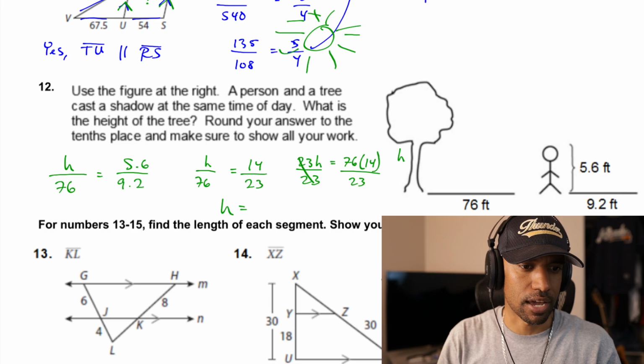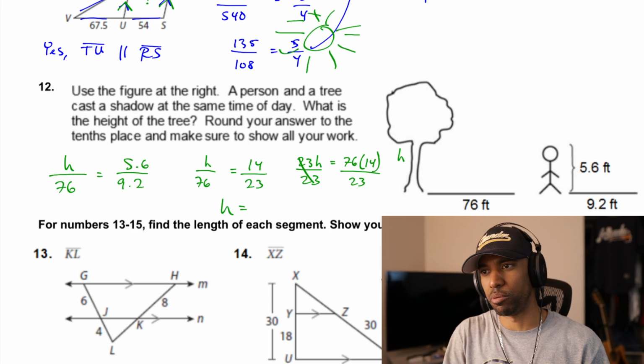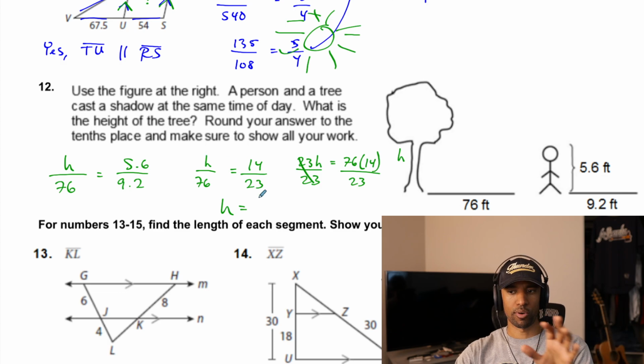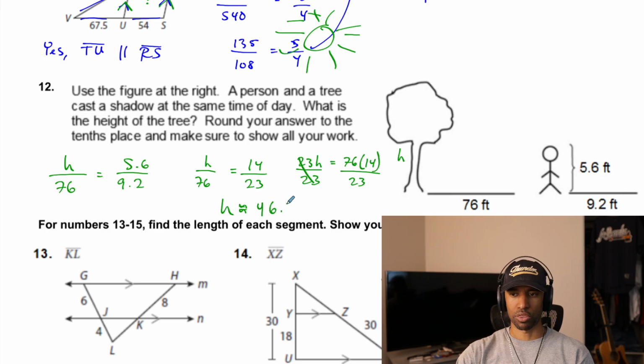My bad. So if I go to the calculator, I'm going to do 76 times 14, divided by 23. I sure hope I have the rest of my numbers right. The proportion is the most important part for me. All right, I'm getting 46.26. So I'm going to round that to the nearest tenth of a foot, so that's 46.3 feet. That seems about appropriate. The height of the tree is about 46.3 feet.